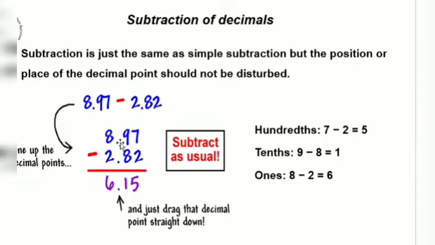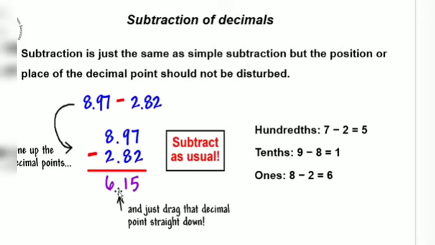Again, first you need to line up the decimal points, then write the numbers 8.97, 2.82. Okay, now subtract as usual. Now what is at the hundredths place? Yes, 7 minus 2, and it's 5. So write 5 under this number. Now at the tenths place we have 9 minus 8, which is equal to 1. So write 1 over here.